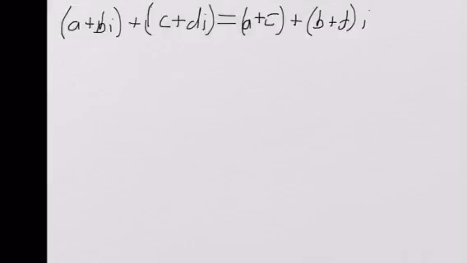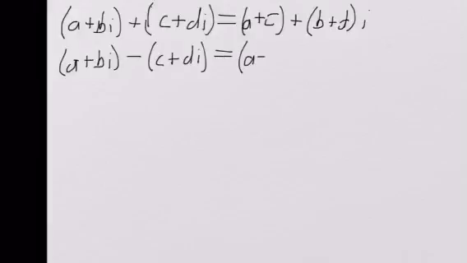Same thing for subtraction. a plus bi minus c plus di. I subtract the real parts, subtract the imaginary parts, so I get a minus c plus b minus d multiplied by i.